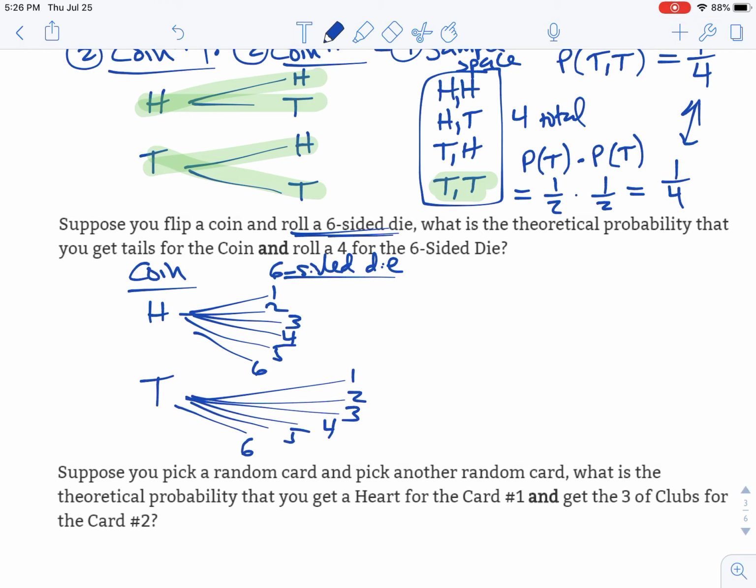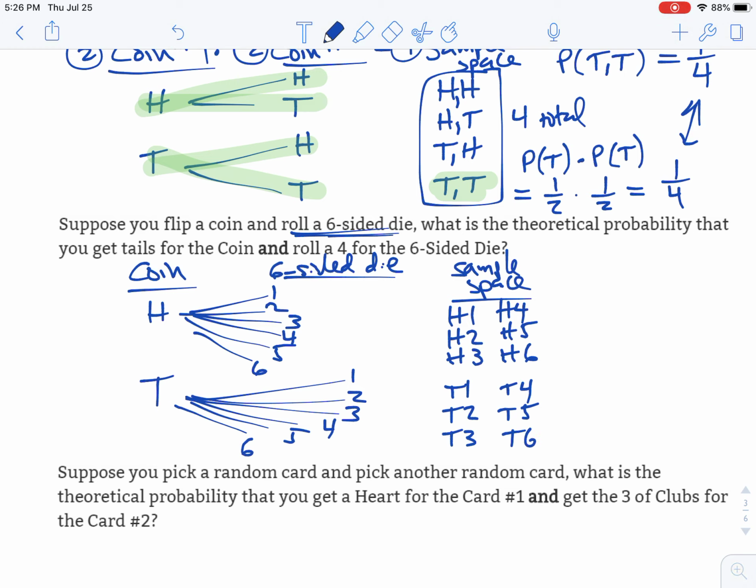Then our sample space is all the combinations of these. So heads and 1, heads and 2, heads and 3, heads and 4, heads and 5, heads and 6. And then all those same ones with tails. So tails and 1, tails and 2, tails and 3, tails and 4, tails and 5, and tails and 6. So how many total options are there here? There were 2 for the coin, 6 for the die. 2 times 6 should be 12 total combinations. And we see them right here. There's 6 with heads, and there's 6 total with tails. So there's your 12 different combinations.